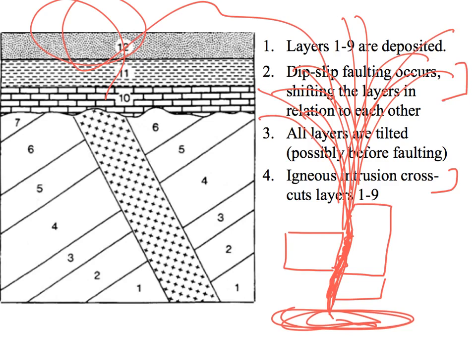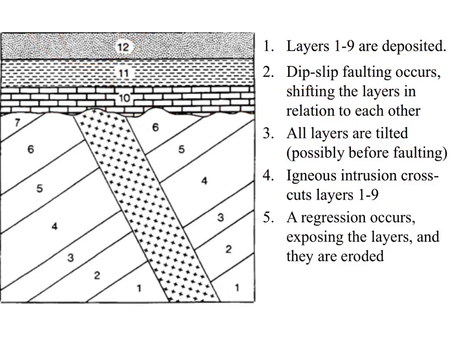What's the next step? Well, you should have noticed this unconformity here, which is indicative of erosion. So seas must have fallen. We must have had a regression of some kind to expose this rock to erosion, and erosion must have taken off some layers. So that's what I have as the next step. A regression occurs exposing the layers, and they are eroded. Great. So let's look at these final steps.